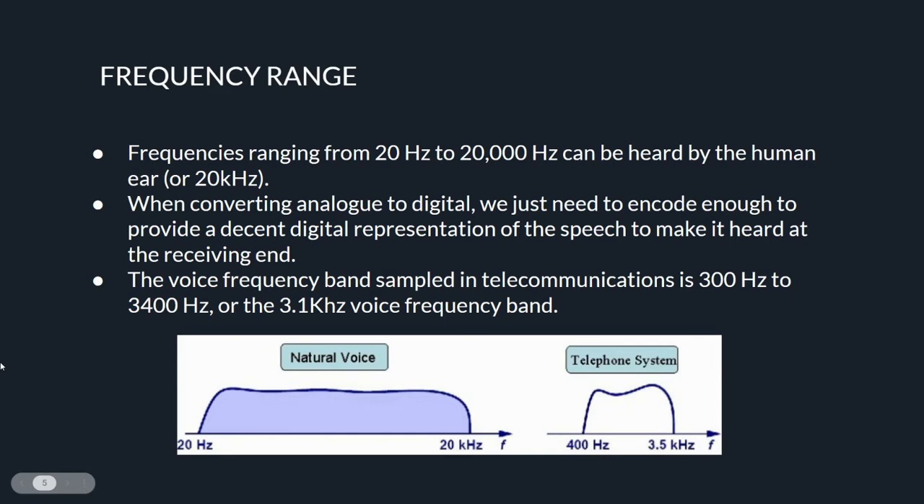Frequencies ranging from 20 Hz to 20,000 Hz can be heard by human ears, that is 20 kHz. When converting analog to digital, we just need to encode enough to provide a decent digital representation of the speech to make it heard at the receiver end. The voice frequency band in telecommunication is 300 Hz to 3.4 kHz.